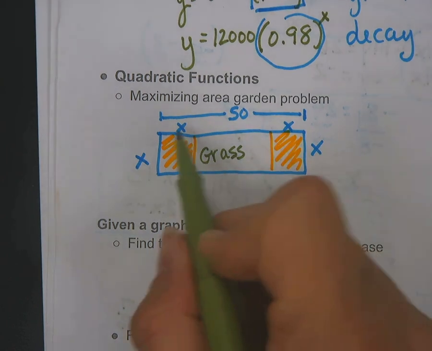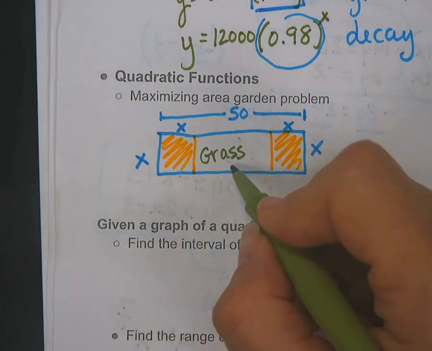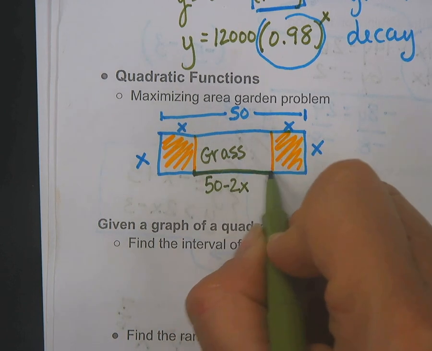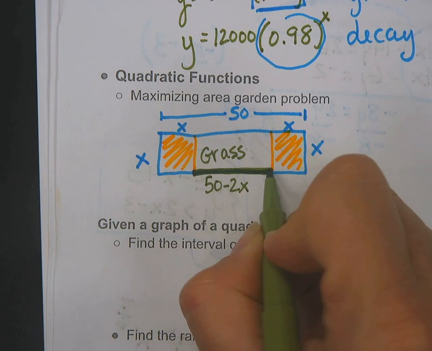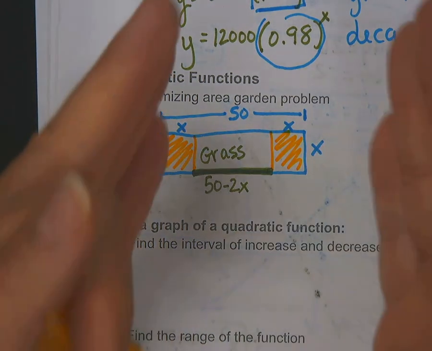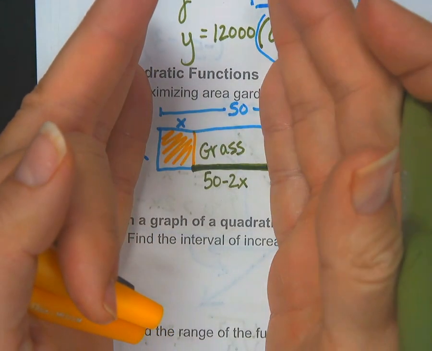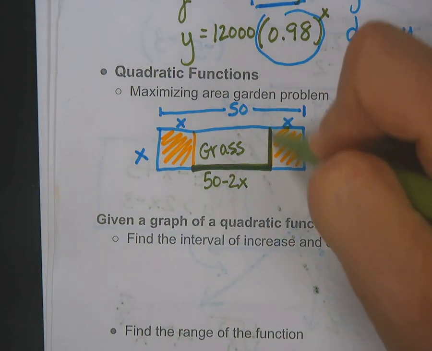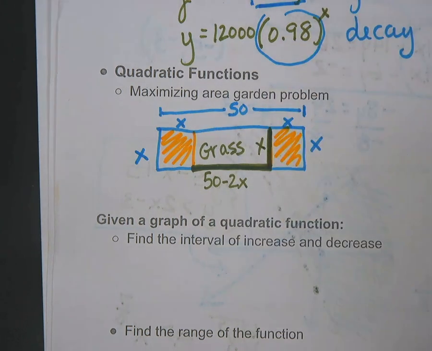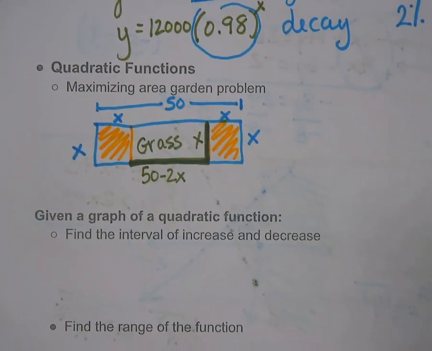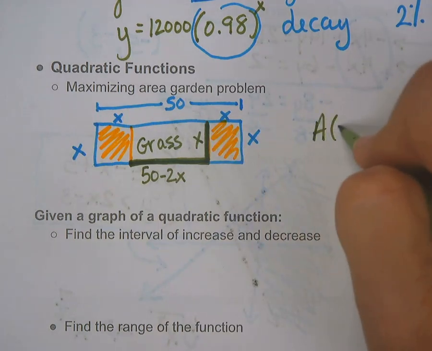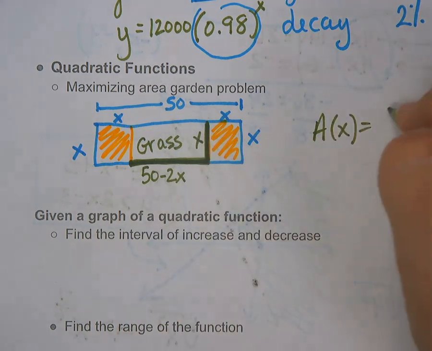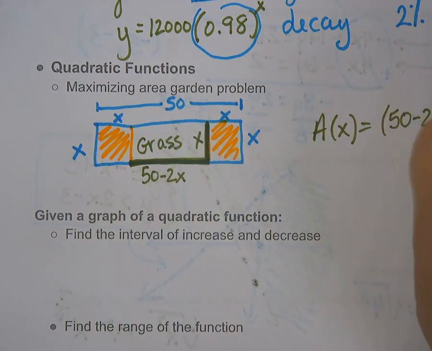So if this whole thing is 50, this grassy area is going to have a length right here of 50 minus 2x. The whole thing's 50. I'm going to take away x and take away another x. And the grassy area has a width of x. So the area formula for this rectangle is length times width. So we do this.